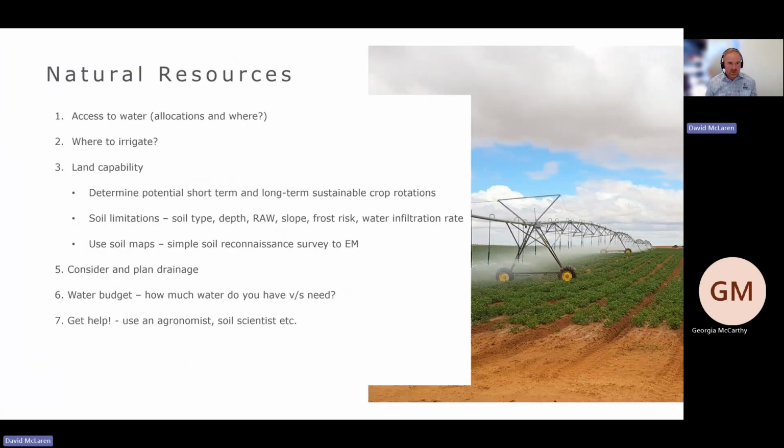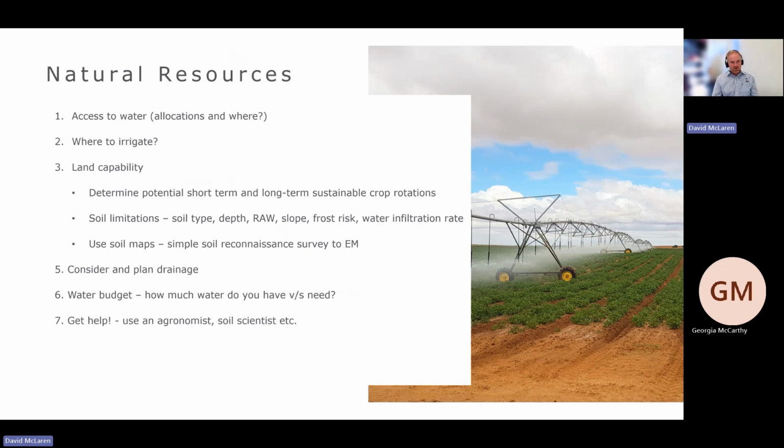So the natural resources. It's really important that we start here and talk about the natural resources. So when you're going through the planning process, what access to water do you have? Do you have existing water allocations, and where are they located? Then think about on your property where to irrigate, and then also land capability.